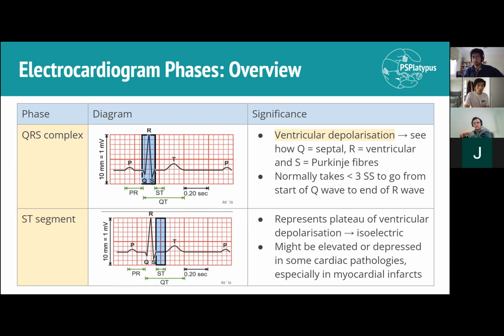And why is the S wave going down? I encourage you to just think about the anatomy of where the Purkinje fibers are traveling. If anyone has an answer to that, why is the S wave a downward deflection, chuck it in the chat and I'll have a look.